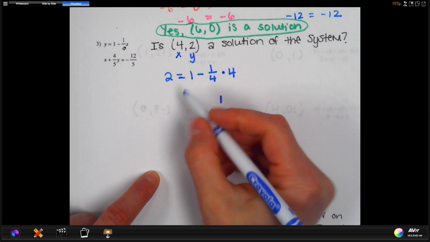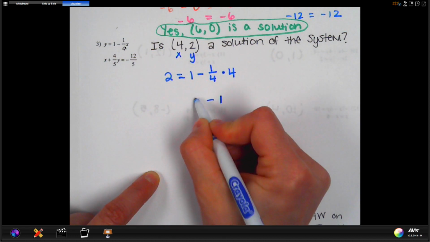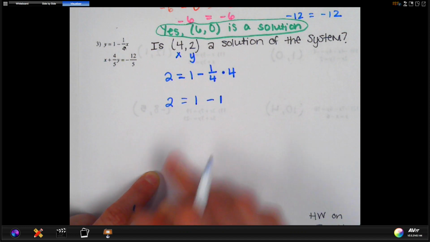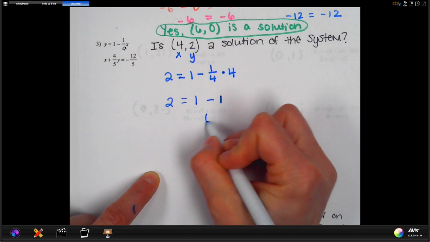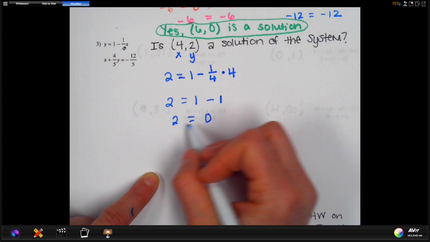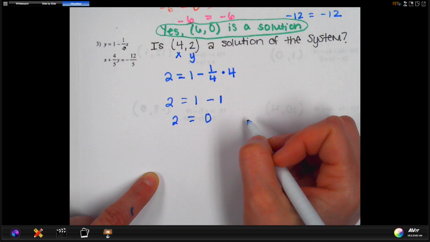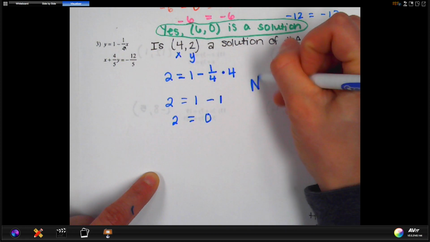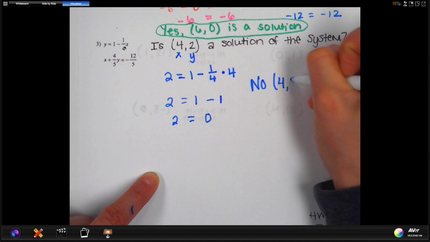Okay, bring down the rest. 1, 2. All right, so I brought all that down. Now we need to subtract. 1 minus 1 is 0. Oh, we have 2 left over here. 2 does not, in fact, equal 0, so we don't even have to check the other one. The answer is no. (4, 2) is not a solution.